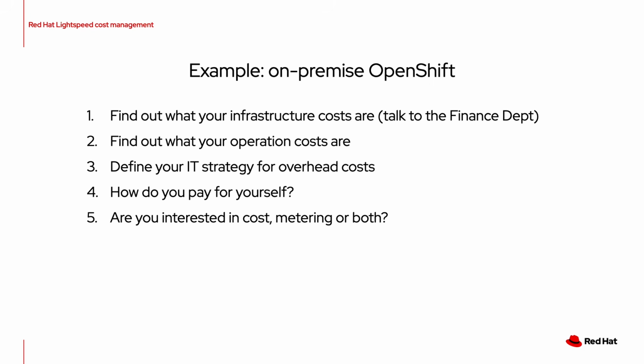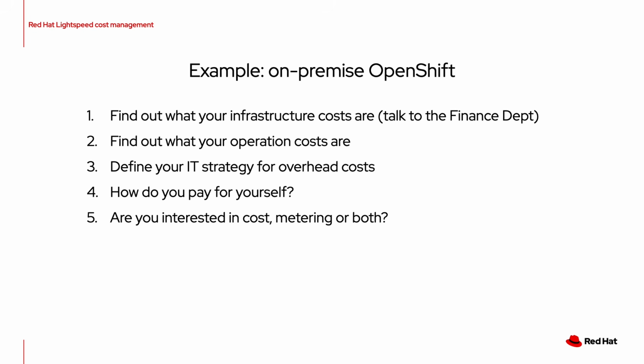Let's see an example, a real-world example. The first thing that you will need to do is talk to your finance people. You need to say, this is the cost of my cluster or my clusters or my IT department, and how am I amortizing that, for instance? And what are my costs of operations? And what do I want to do with my overhead costs?